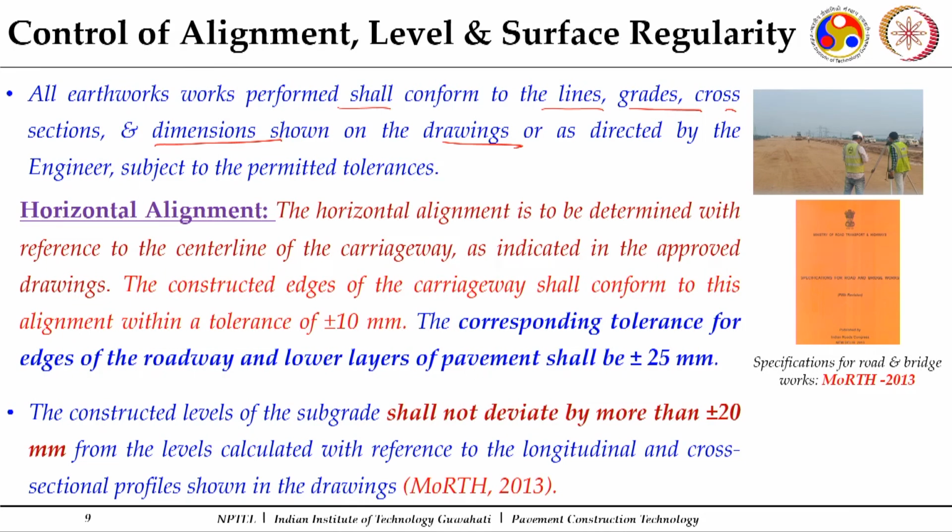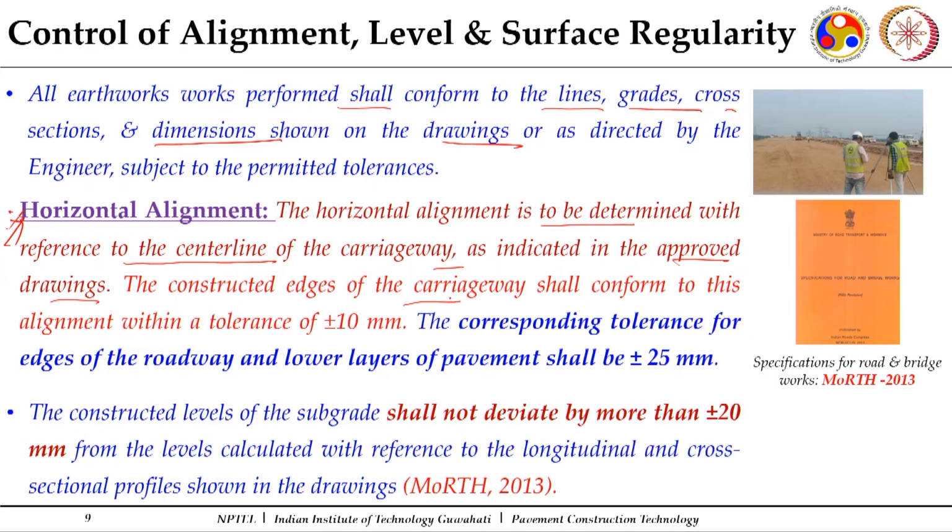Now, what MORT says about it, when you are looking into the horizontal alignment, as I have shown in the previous slide, the horizontal alignment is to be determined with reference to the center line. As mentioned, there the center line levels are given of the carriageway as indicated in the approved drawings, and you should verify it with your approved drawings.